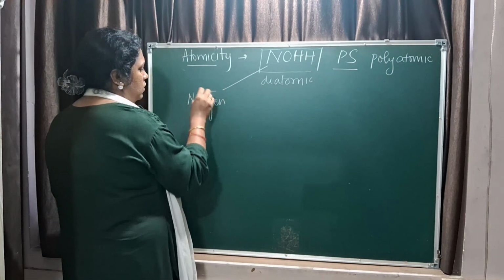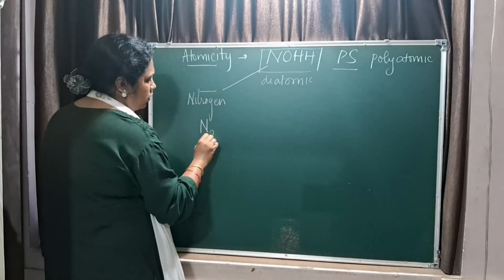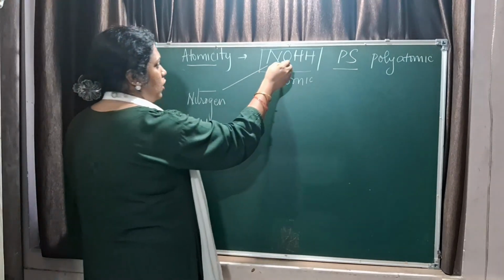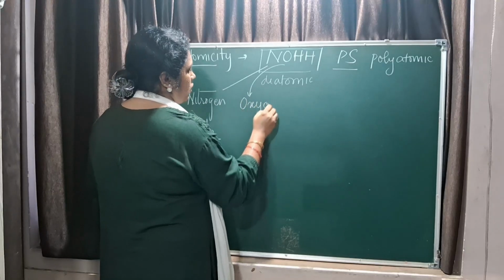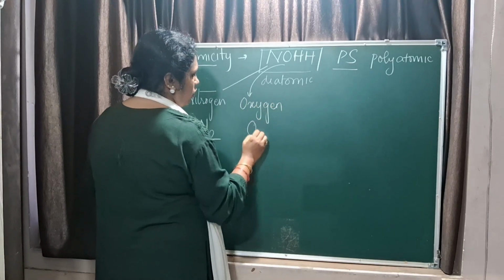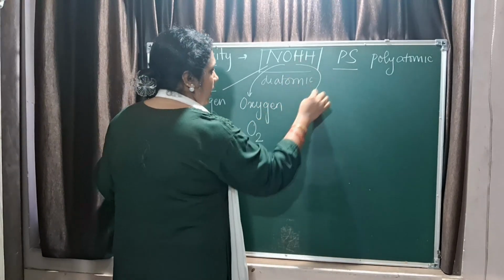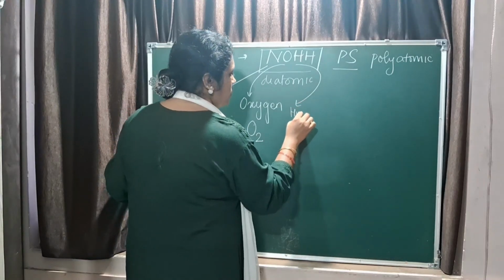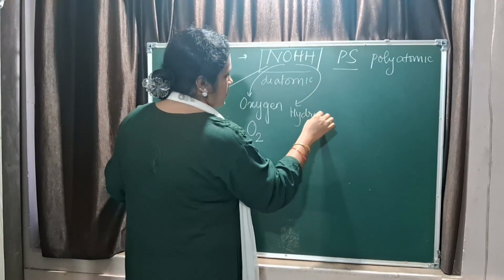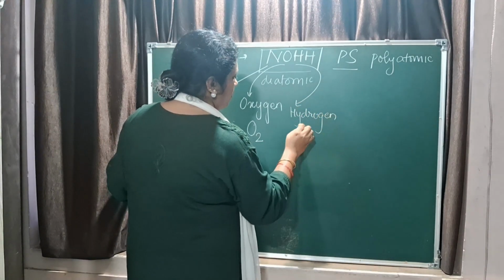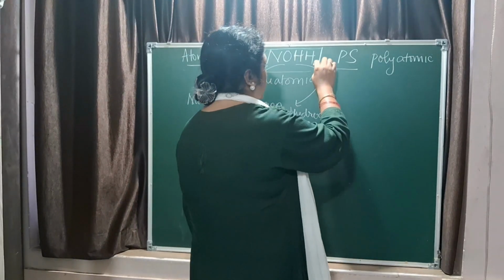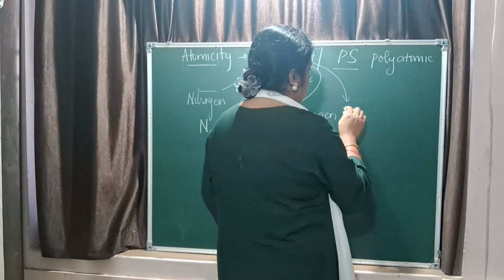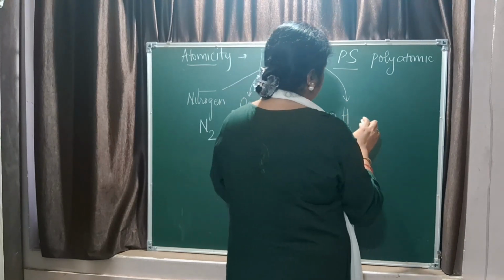N is for nitrogen. What is the formula for nitrogen molecule? N2. O is for oxygen. What is the formula? O2. H is for hydrogen. What is the formula? H2. Okay? And last H is for halogens.